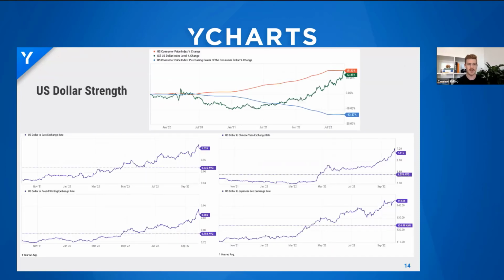Okay, talking about some US dollar strength. Sure, you've been following everything that's happening with the US dollar versus the British pound versus the euro. Great time to take that European family vacation. But here we can visualize these currency pairs for a couple key international currencies. The US dollar to the euro, to the pound sterling, the Chinese yuan, and the Japanese yen has moved to 52-week highs in Q3 of 2022.